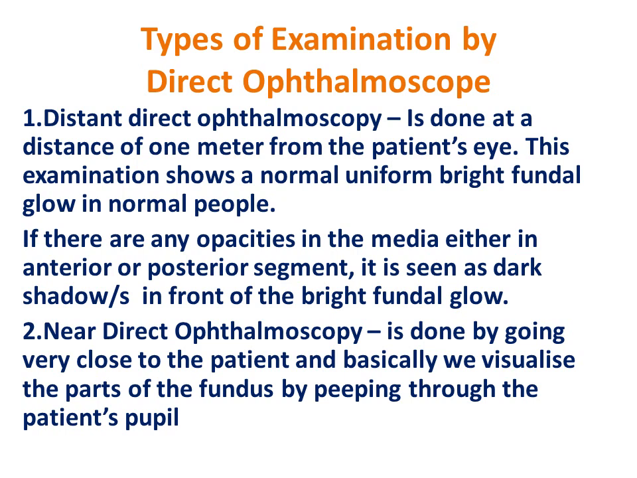But if there are any opacities in the media, either in the anterior or posterior segment, like corneal ulcer, corneal opacity, cataractous changes in the crystalline lens, or some opacities in the vitreous cavity, it is seen as dark shadow or shadows in front of the bright fundal glow.